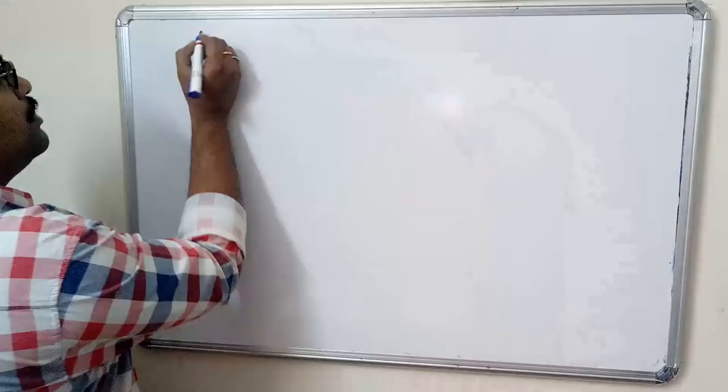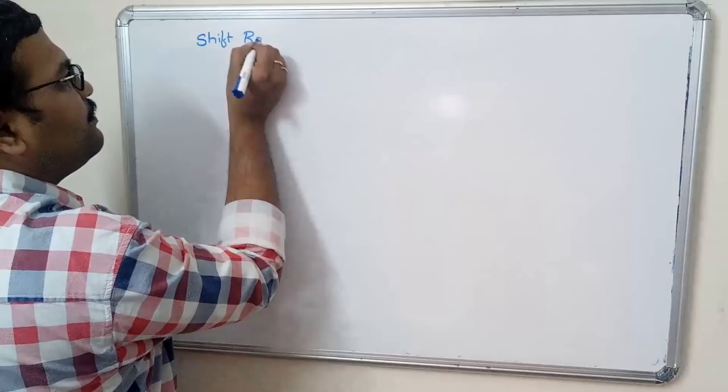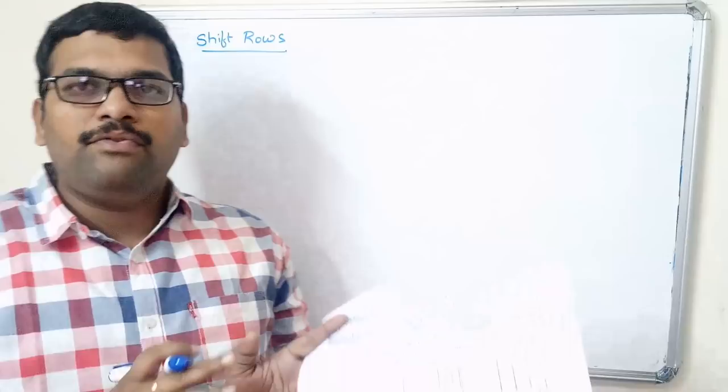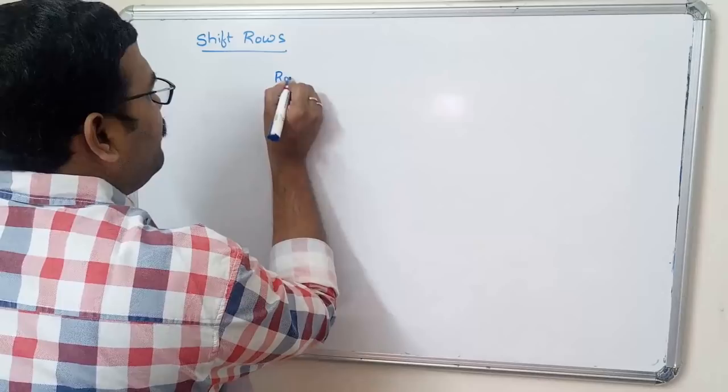So the next process is shift rows. In this shift rows, depending upon the row number, we have to shift the rows. So if it is row 0, we have to shift by 0 bits.